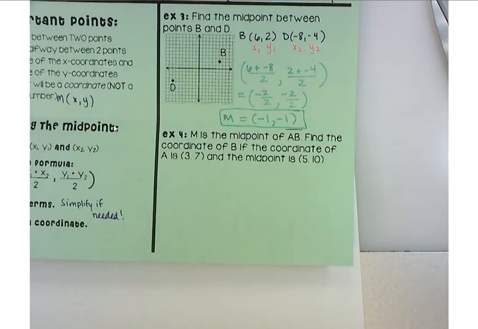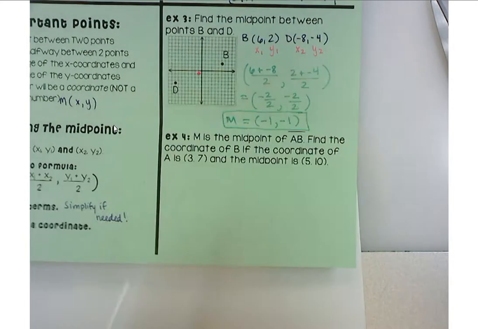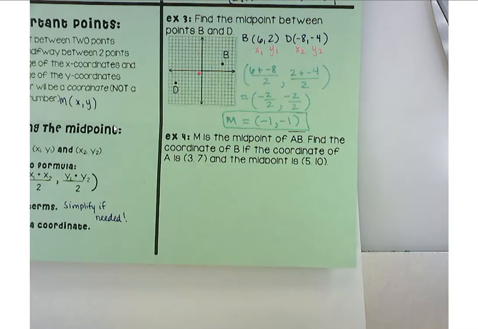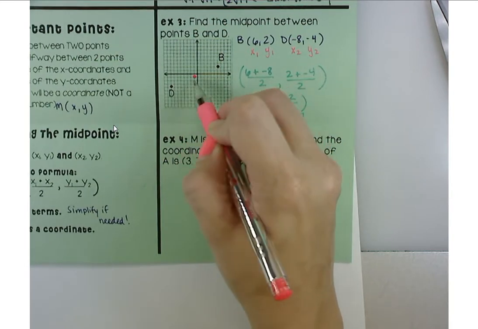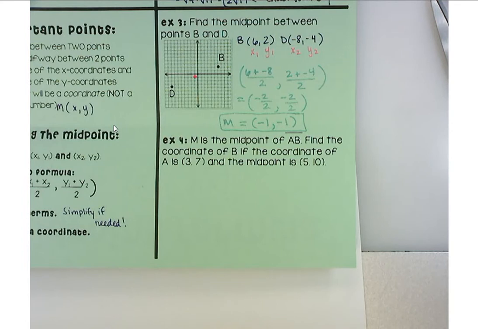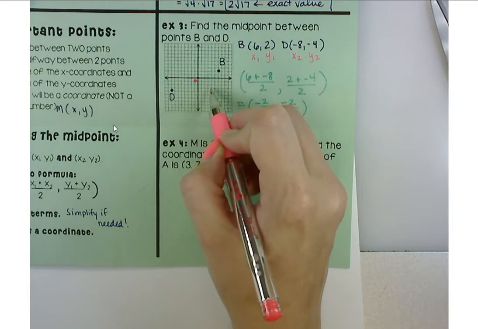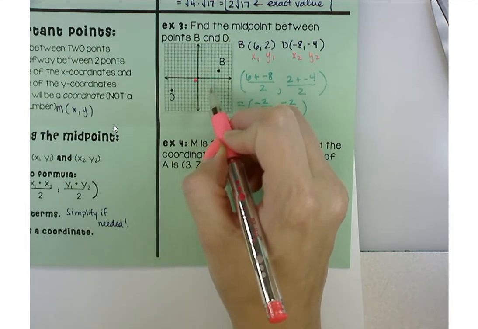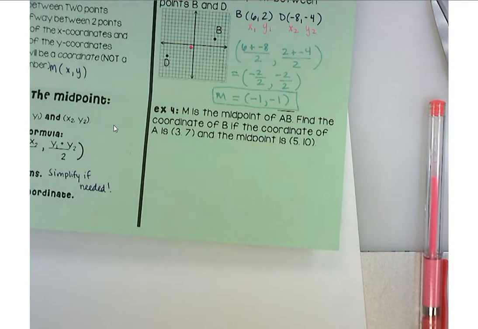Now, if you have that on a graph, what I would do too is I would just check that. So if I do negative 1, I'm right here. And I would just kind of eyeball and say, does my answer make sense? If I have a line going from D to B, does that look like it's halfway? Yes. That way if you got something that was over here, you'd be like, wow, that isn't even on my line. And that would give you a clue. Okay, I need to go back and see where my mistake was. Okay? All right, so I'm going to give you a minute to do example 4.